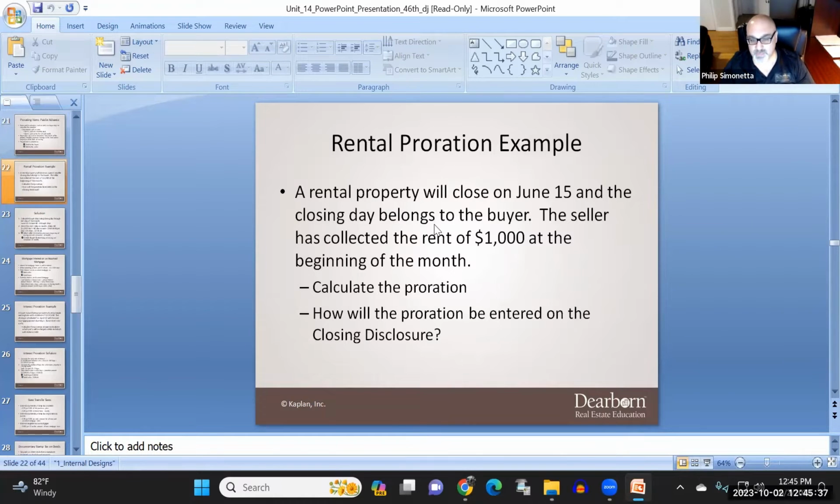A rental property will close on June 15th, and the closing day belongs to the buyer. The seller has collected $1,000 rent at the beginning of the month. Calculate the proration, and how will the proration be entered on the closing disclosure? So you have to figure out how much the rent is per day, right?